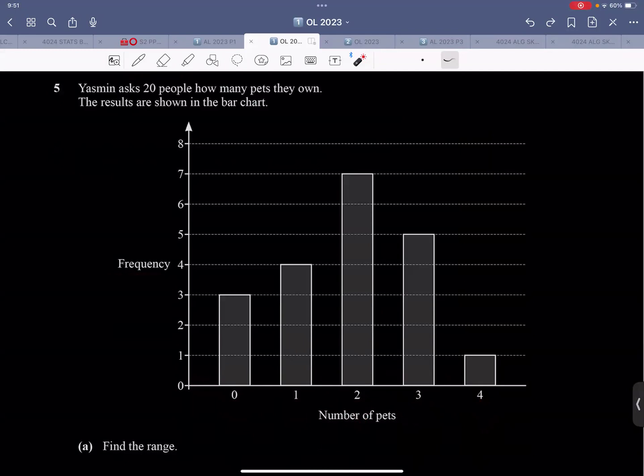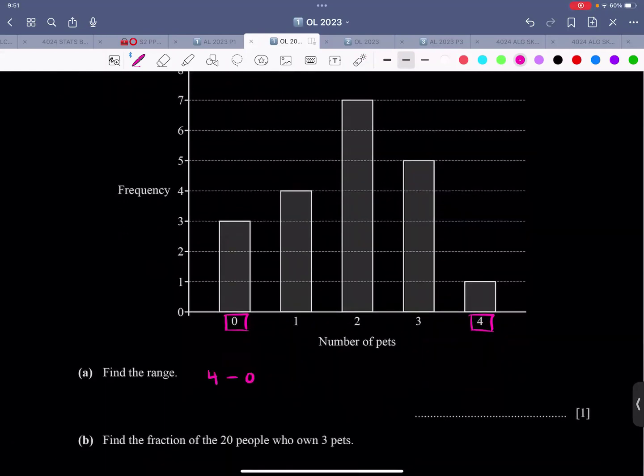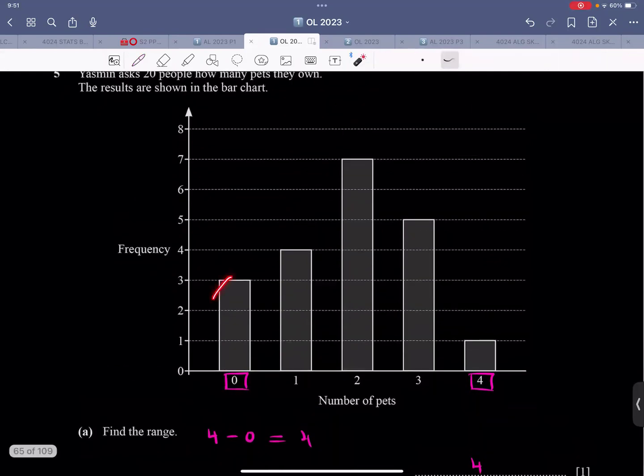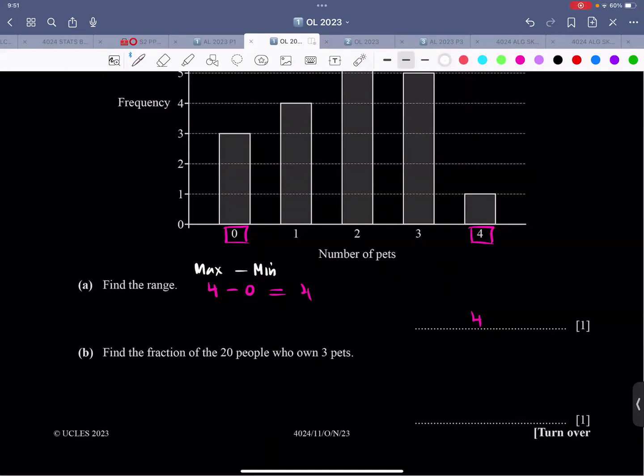Now in question 5, if it's asking for the range, that is, what is the maximum number of pets that they own? That is 4. What is the minimum number? That is 0. So the range is 4 minus 0, which is 4. Now, what if the survey was such that there was no bar representing 0? The maximum number of pets will be 4. The minimum number would be 1. The range is maximum minus minimum. So let me write over here: range is maximum value minus minimum value. It's not the frequency. It's the number of pets that they are referring to.